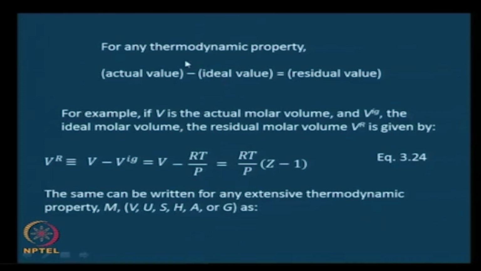And since we can write this for any thermodynamic property, we will give you a formal expression for that. If M is any extensive thermodynamic property such as U, S, H, A, G or V, the residual property of that M is nothing but M minus M ideal gas. We will call that equation 325.